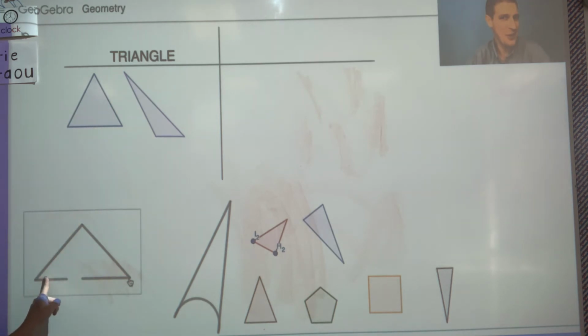Well, we know this shape, Mr. Hammer said, had 3 corners. How many sides does it have? Raise your hand when you know. How many sides? Alan, how many sides does it have? Unmute your mic and tell me.